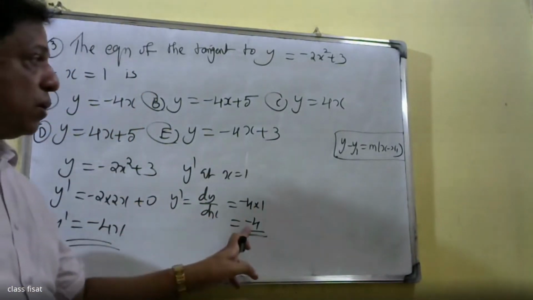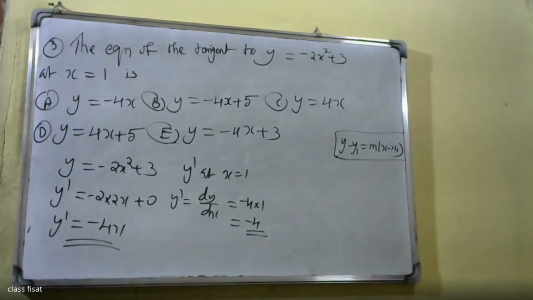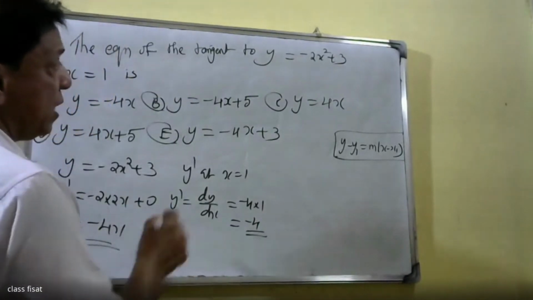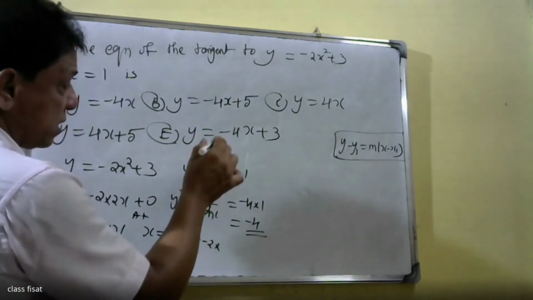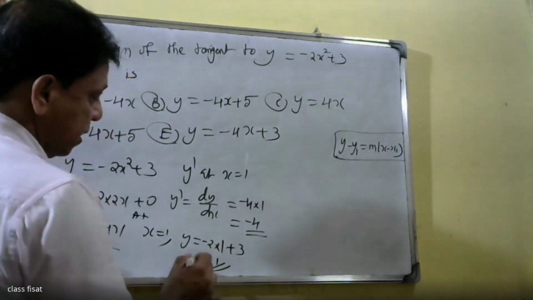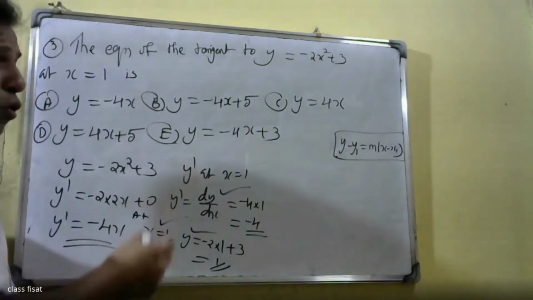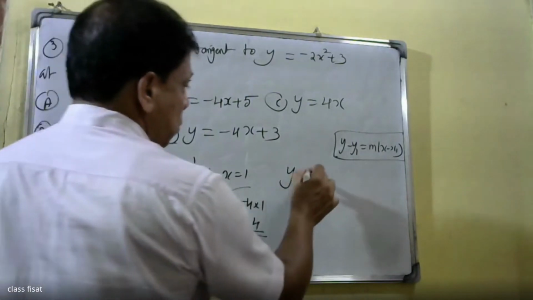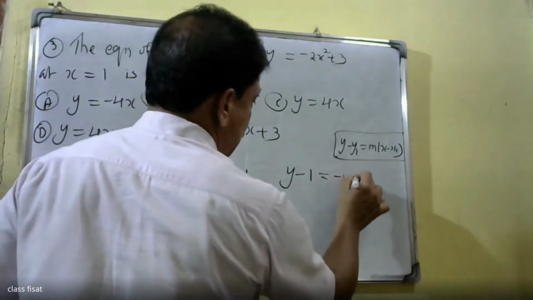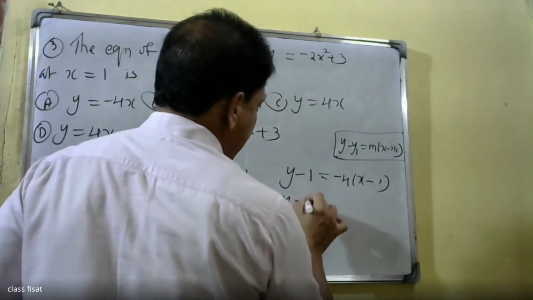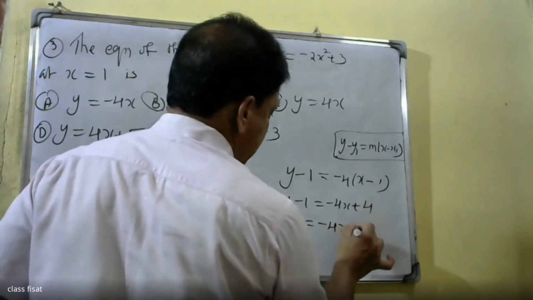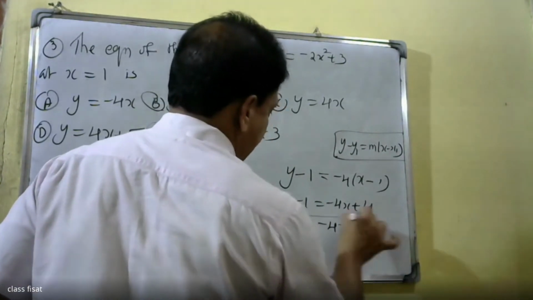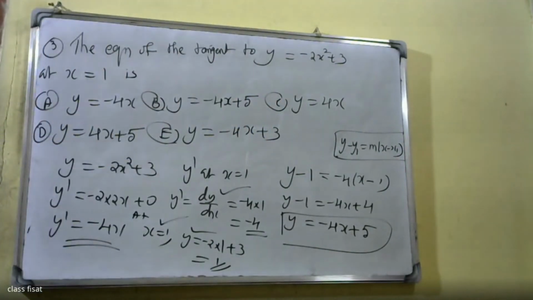So the slope is minus 4 at x is equal to 1. Now the y value: y is equal to minus 2x square plus 3, so at x is equal to 1, y is equal to minus 2 into 1 plus 3, which is 1. So x is 1, y is 1, and m is minus 4. Substituting into the formula, y minus 1 is equal to minus 4 into x minus 1, so y minus 1 is equal to minus 4x plus 4. Therefore y is equal to minus 4x plus 5. Our answer is option B: y is equal to minus 4x plus 5.